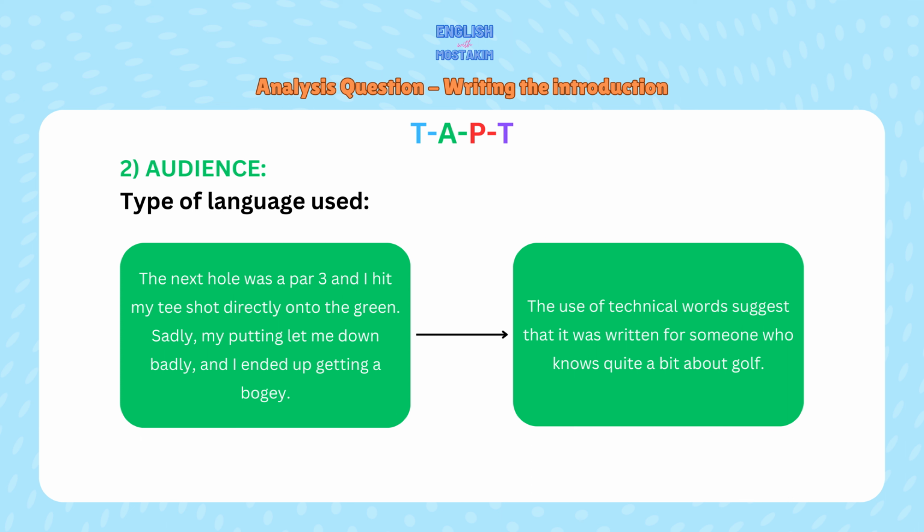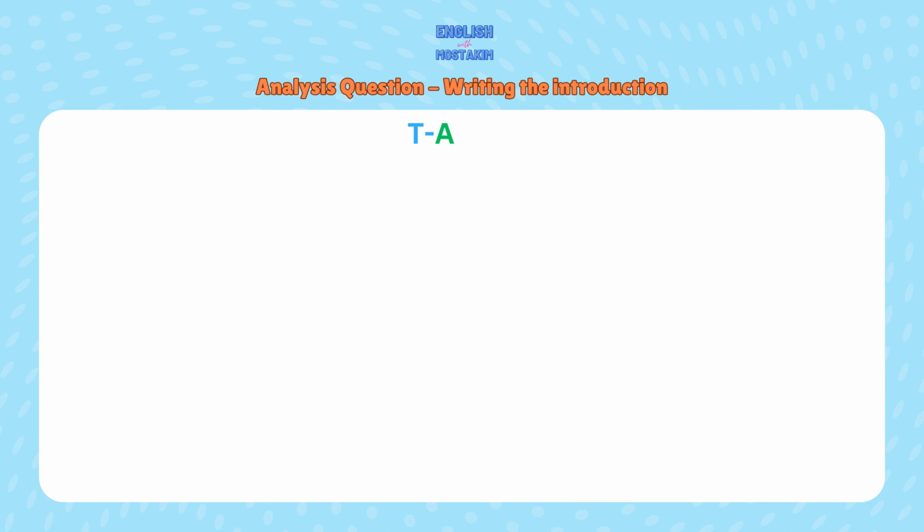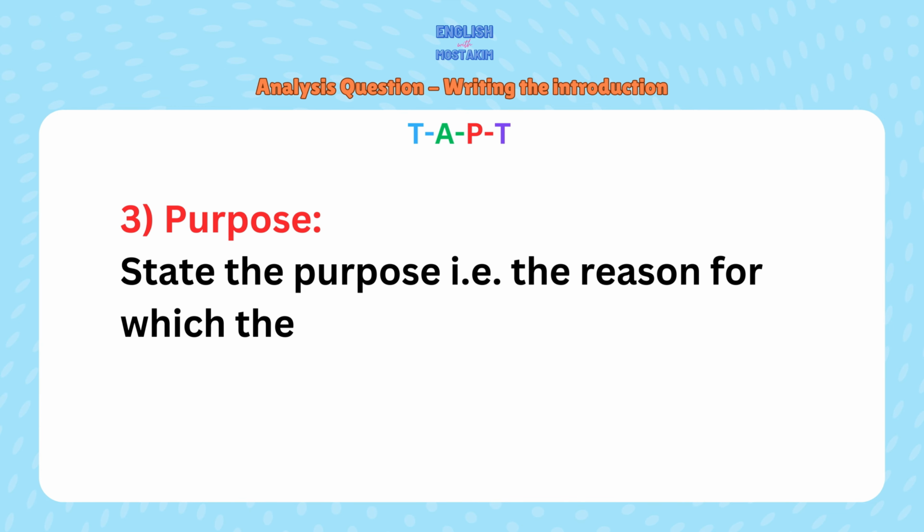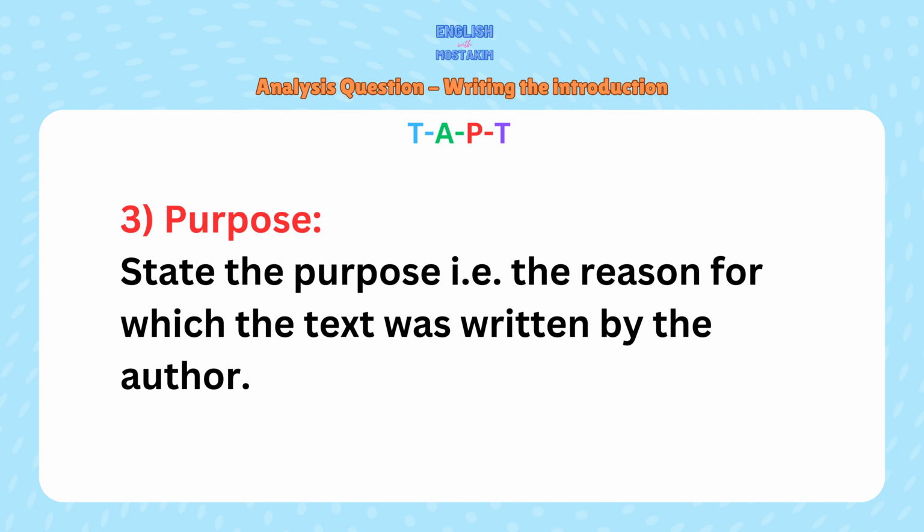So now that we are done with the audience part of the TAPT format for writing the introduction of the analysis, let's look at the purpose. In the purpose part, we will be stating the reason for which the text was written by the author. Every author writes a text for a certain reason, and in this part we will be stating what that purpose of writing the text was.